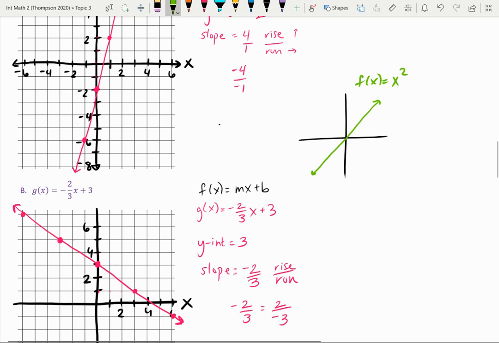When I look at B, this one is more shallow, 2/3. It's not as steep as the parent function, and that's because 2/3 is less than 1. This is all going to come back full circle for graphing our parabolas. Then the negative changes the direction, right? So instead of it being an increasing function, it's a decreasing function.